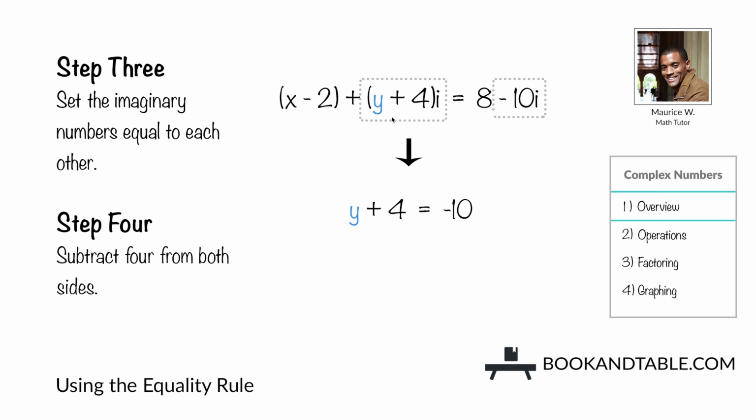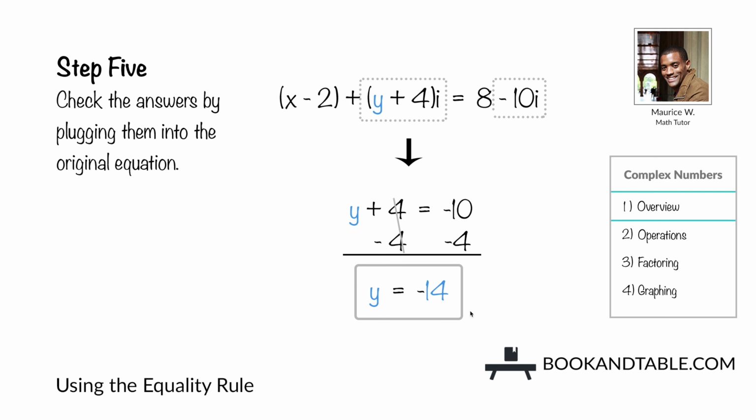So step 3, set the imaginary numbers equal to each other. So on the left side, the expression that represents our imaginary number is y plus 4. And on the right side, it would be negative 10. We can leave the i's out. So we have y plus 4 is equal to negative 10. And now we'll want to solve for y. So we'll subtract 4 from both sides, leaving us with y is equal to negative 10 minus 4, which would be negative 14. So we got y is equal to negative 14 and x is equal to 10.